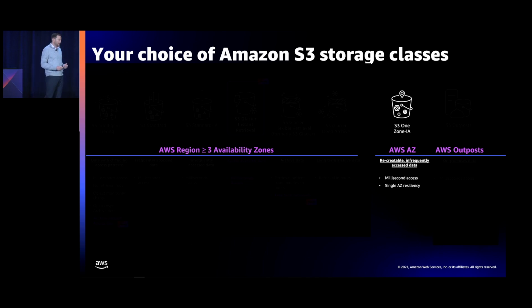All right, let's say that you have a different use case where you have backups that you want to store in S3. If you know that your data is recreatable, you should consider using S3 One Zone IA, which, unlike our regional storage classes, stores data in a single AZ. In exchange for that less resiliency, there's a 20% lower cost compared to the equivalent S3 Standard IA.